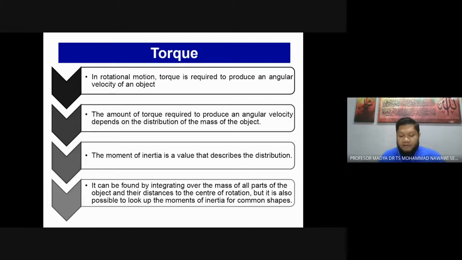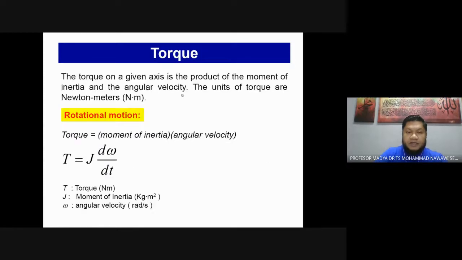The moment of inertia, which is always J, is a value that describes the distribution of the torque. It can be found by integrating over the mass of all parts of the object and their distances to the center of rotation, but it's also possible to look up the moments of inertia of common shapes.